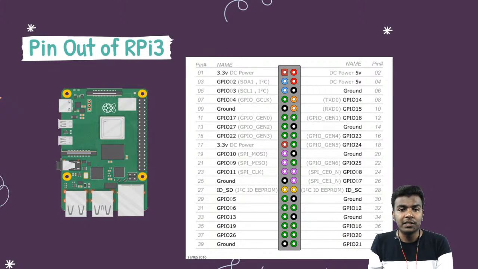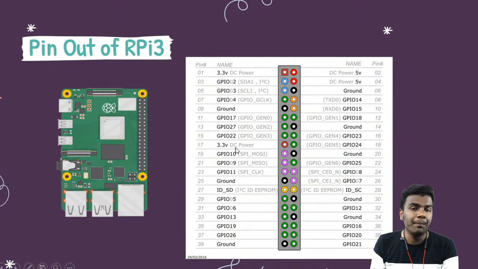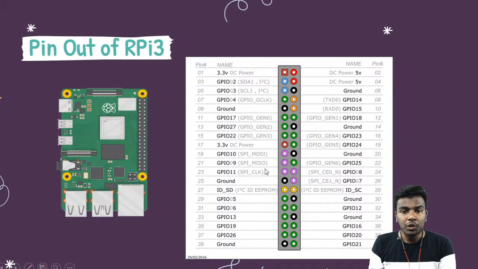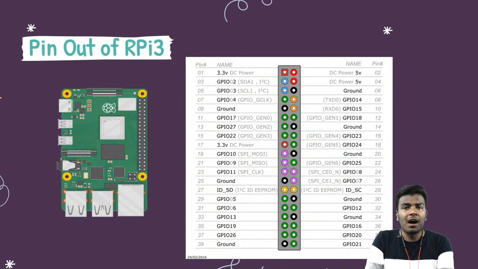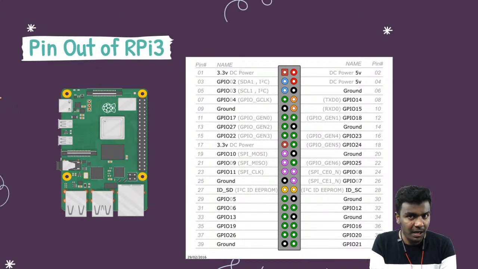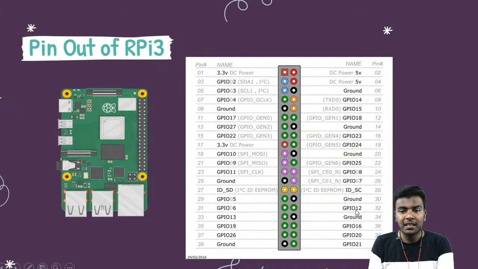Other than that, there are also pin names like GPIO 2, GPIO 3, GPIO 4, GPIO 17, GPIO 27. These pin names are known as BCM pin names. We are going to use these BCM pin names. For example, if I tell you to connect the IR sensor to pin number 12, don't connect it to board pin 12. You need to connect the sensor to GPIO 12. So that's up to here.